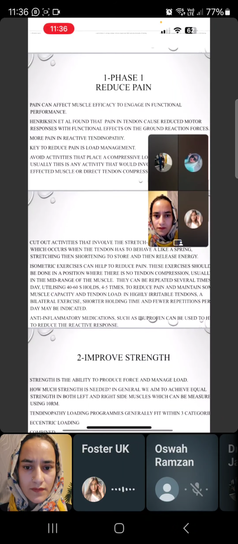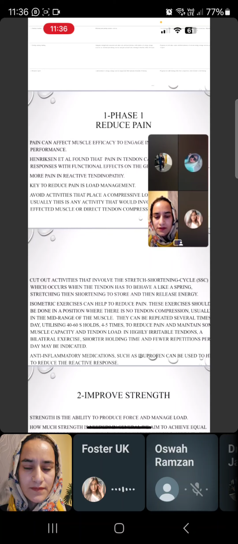If you want me to repeat anything, I can summarize it again. Phase one was all about load management: managing the pain with medication, ibuprofen, gel, whichever, and avoiding aggravating factors, so the tensile, the stretching, the compression, the load and strength producing, don't expose it to more load. And avoiding stretch shortening cycles. Make sense so far?